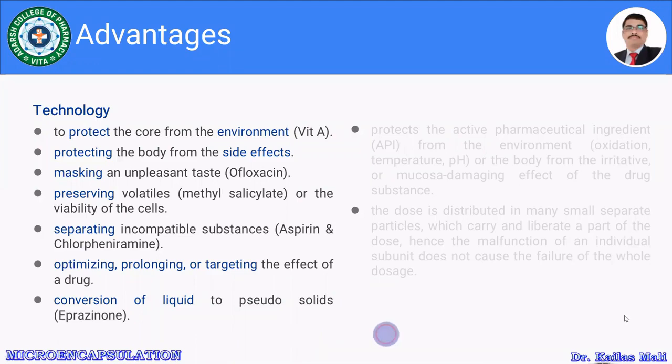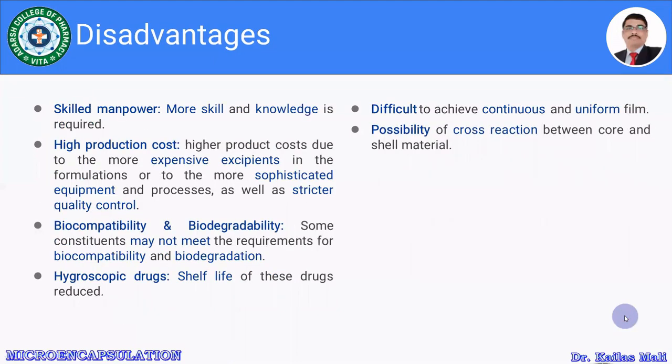microencapsulation. Let us move towards the disadvantages of microencapsulation. Very first disadvantage is related to skilled manpower. Second one is high production cost. Third one, biocompatibility and biodegradability. Fourth one is related to hygroscopic drugs. Then difficulties to form the film, and possibility of cross reaction between core and shell material. So let us discuss one by one.